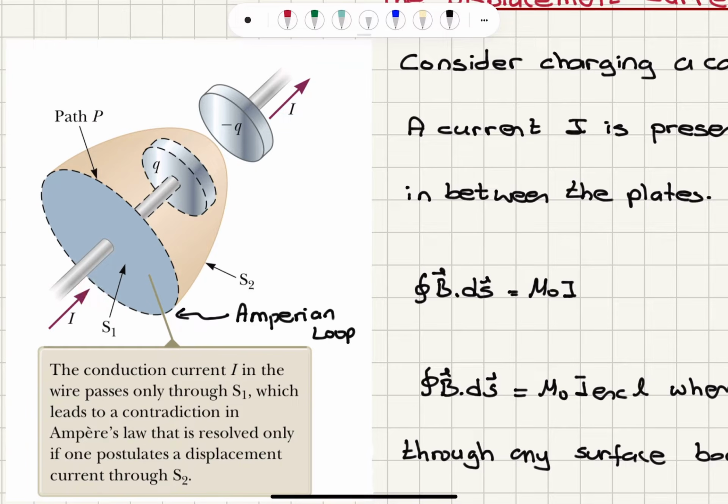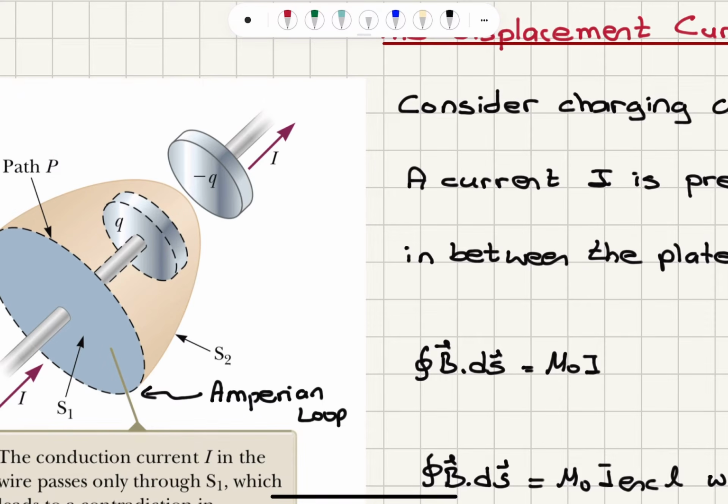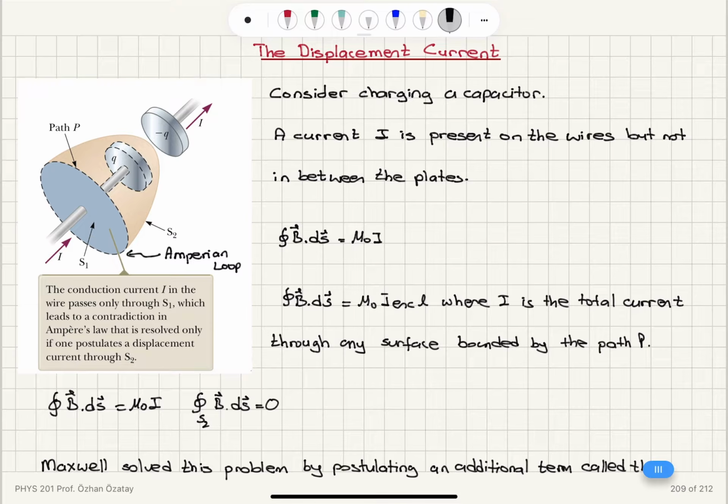Now this is basically considering a closed surface that is on this side of the path, but if I consider this closed surface S2, the situation will be different. If I write the Ampere's law for the closed surface S1, B dot ds is equal to mu 0 times the current, but for the second surface S2, B dot ds will be equal to 0. Why is that? Because for this surface, there is no current flowing through this surface. Okay, so we will have a contradiction here.